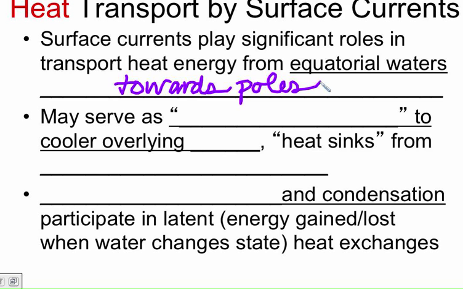Now, these currents sometimes serve as a heat source to cooler overlying air. For areas that don't have the warmest air temperatures, this warm ocean water can come in from the equator.